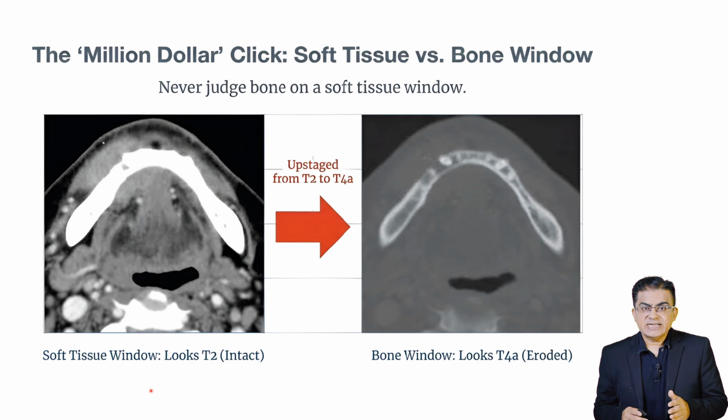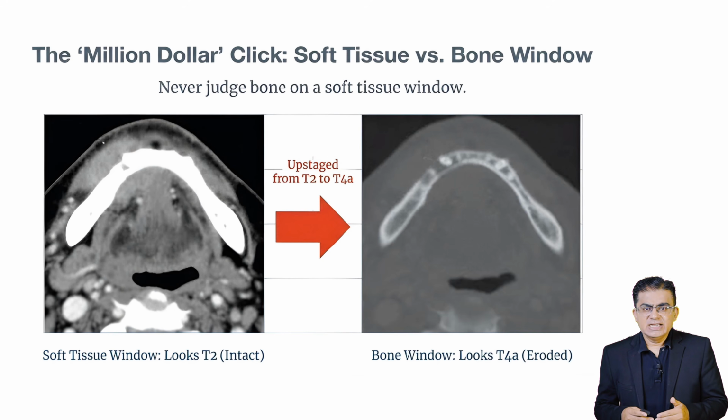Look at the exact same slice on the right side, but switch to bone window. Suddenly, that solid white block reveals its true structures. Do you see the arrow? There is a clear erosion of the cortex. The barrier is breached.